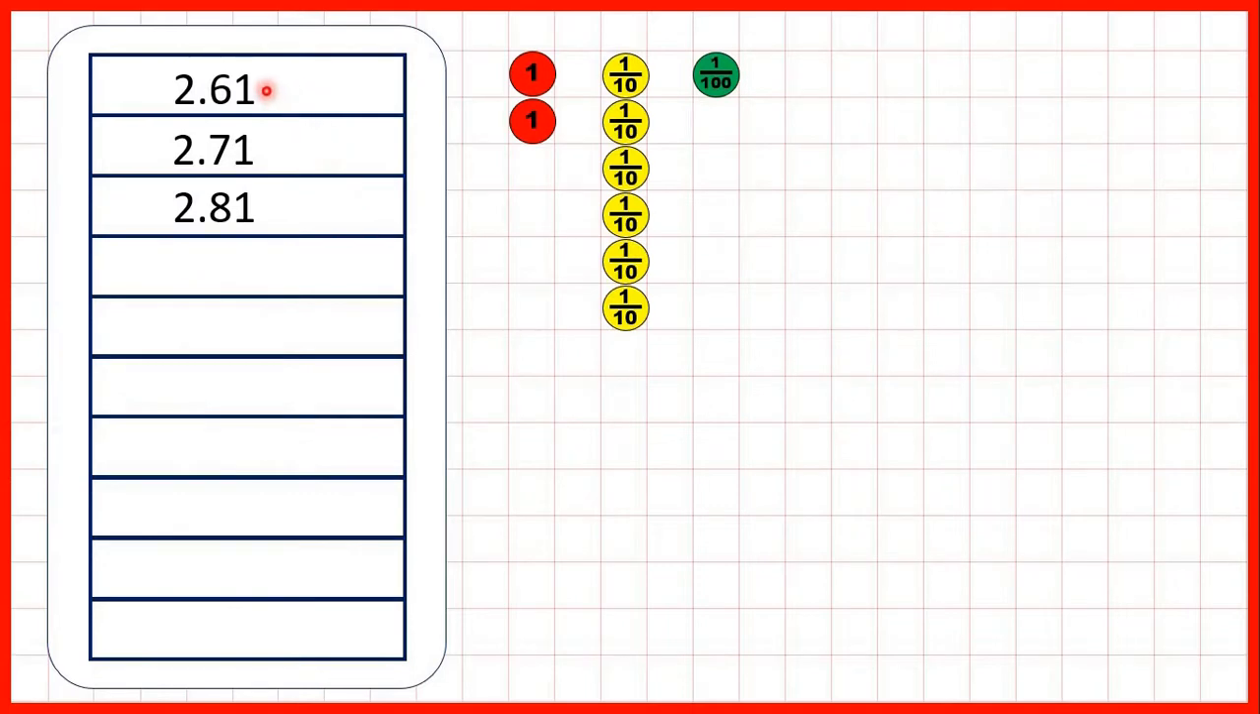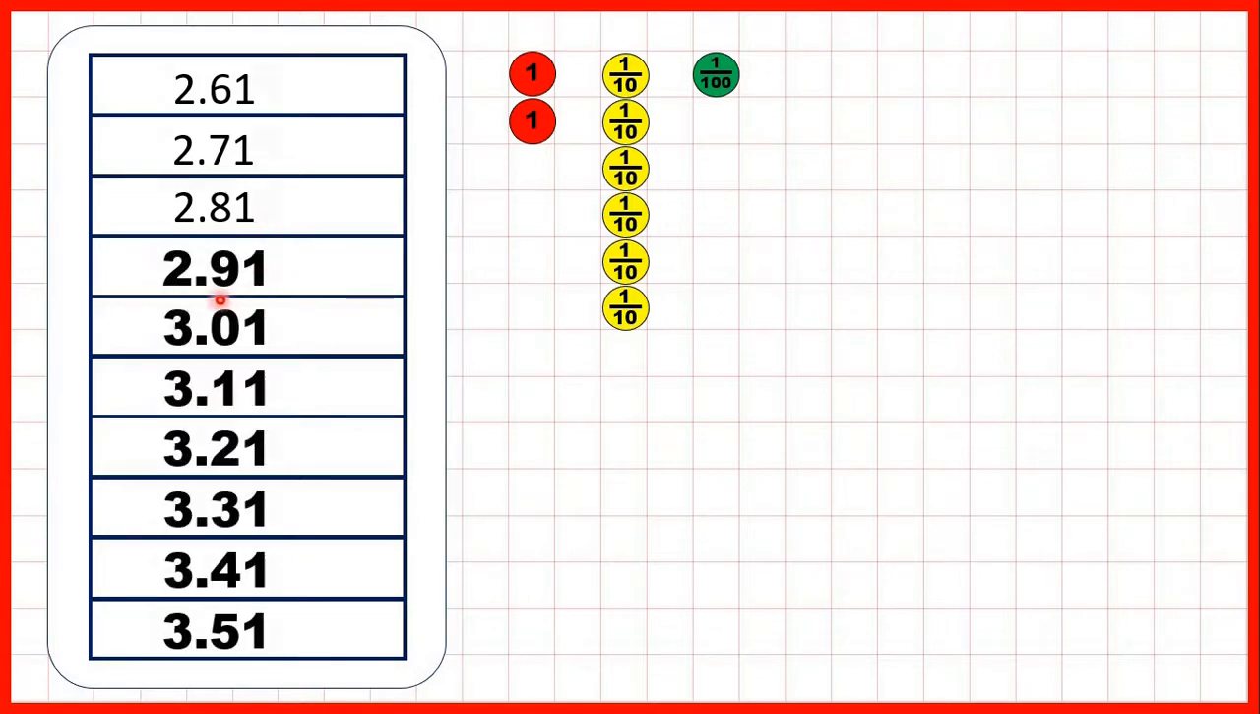Now 2.61, 2.71, 2.81. What are the following numbers? Well, we can see that here we're counting in tenths, and showing this with place value counters, we start with 2.61, so 2 wholes, 6/10ths and 1/100th, and we're counting in tenths. When we've got 10/10ths, we can exchange those 10/10ths for 1 more whole, so that gives us 3 ones and 1/100th, or 3.01, and then we can keep on counting in tenths up to 3.51.